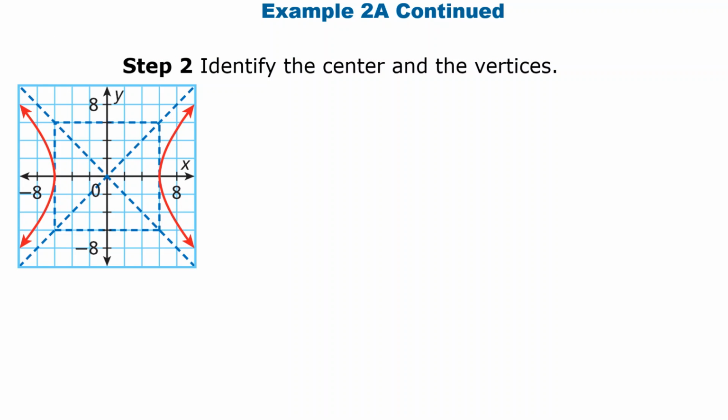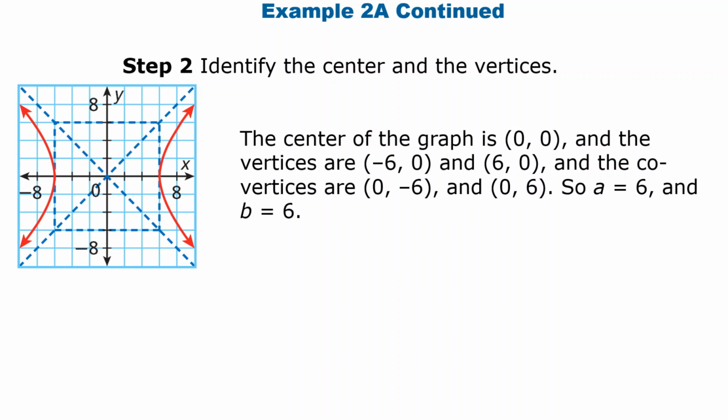All right, once again, I've written the graph up here for us. The next thing we need to do is identify the center and the vertices. I can see the center of the graph is 0, 0, just by looking at this. And the vertices are at -6, 0, there's one, and +6, 0, there's the other one. And the covertices are going to be at 0, -6 and 0, +6. So that tells me that a is 6 and also b is 6.